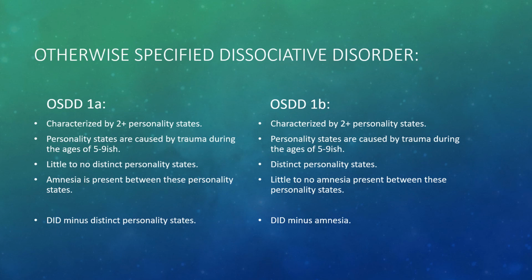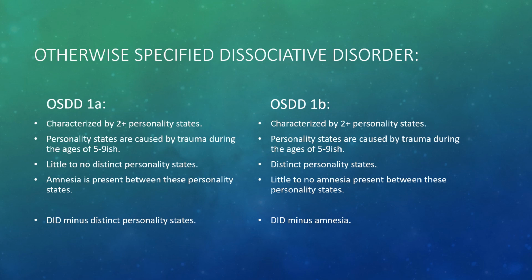Now, with OSDD, you have two types, 1A and 1B. With 1A, you have 2+ personality states. The personality states are, again, caused by trauma. However, with OSDD 1A, there are little to no distinct personality states. How it's kind of described is you have a single personality, but it's that personality in multiple different age forms. So you have someone who is like 3 to 5, 10, 12, whatever. But they're all kind of the same person, just at different ages, and thus at different levels of knowledge. However, there is amnesia present between these personality states. So if you want to think about it, it is basically DID minus the distinction between these personality states.